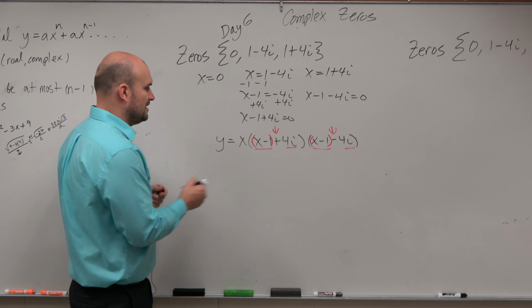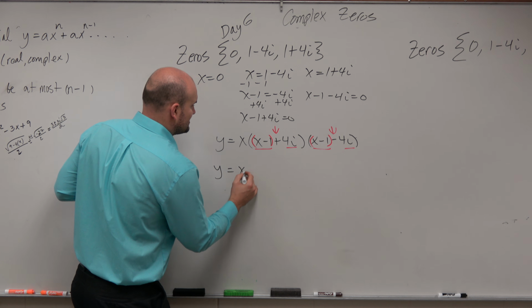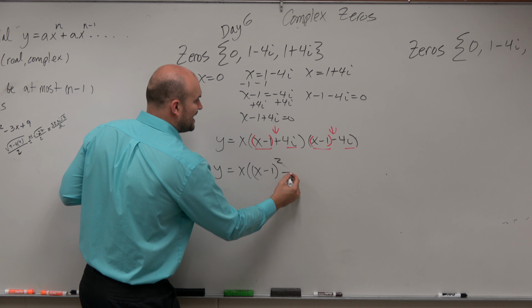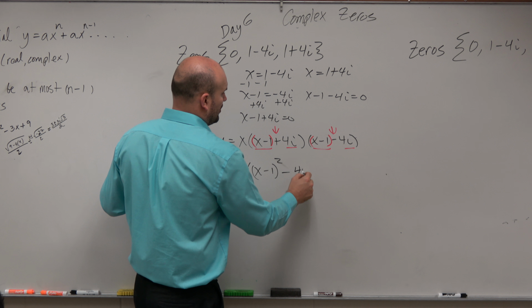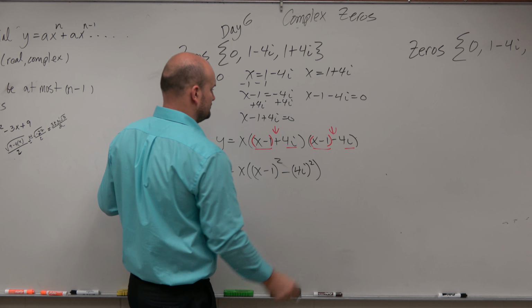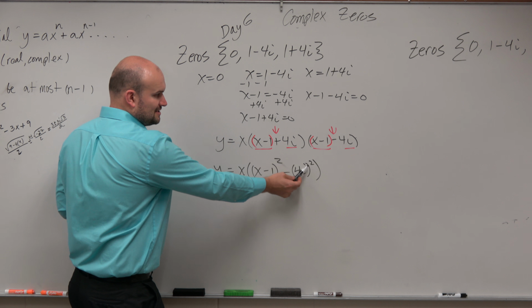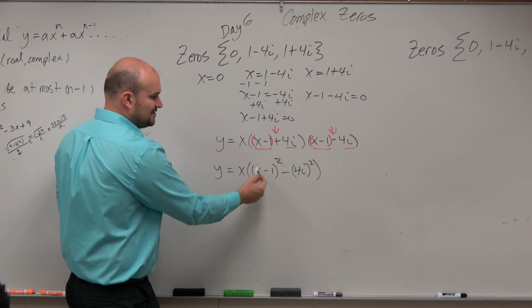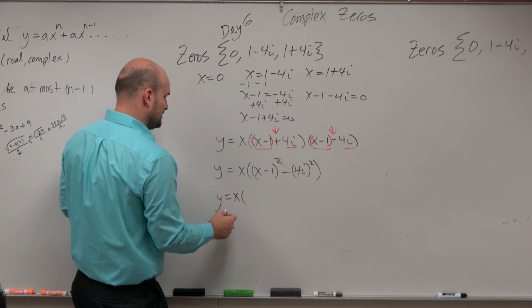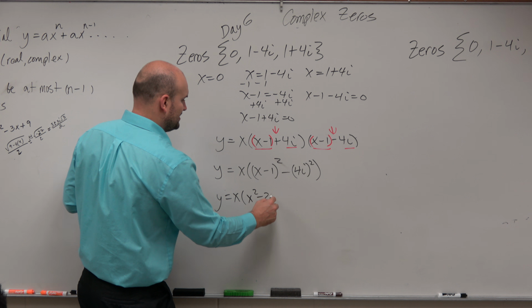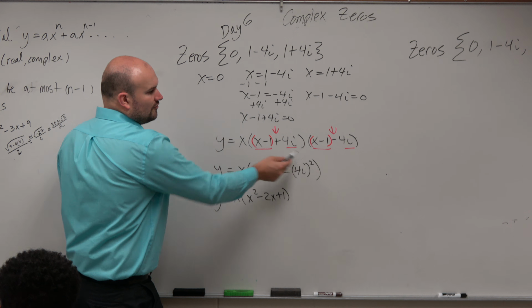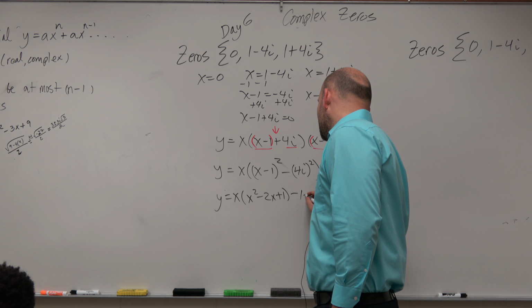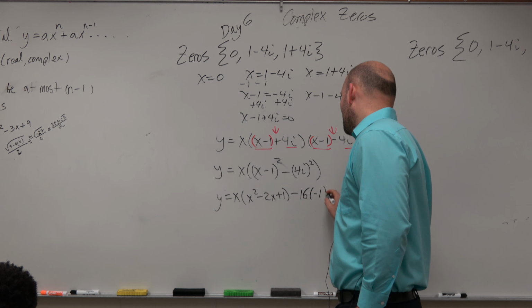I could multiply those together as y equals x times x minus 1 squared minus, and you could just do 4i squared, right? First term squared, last term squared. That gives you the factored form of a difference of two squares. So I can do x minus 1 squared. That's a binomial squared. Mr. McLogan's been doing a lot of binomial squared, so I know that's going to be x squared minus 2x plus 1. 4i squared gives me a minus. Let's do 4 times 4 is 16. i squared is negative 1.